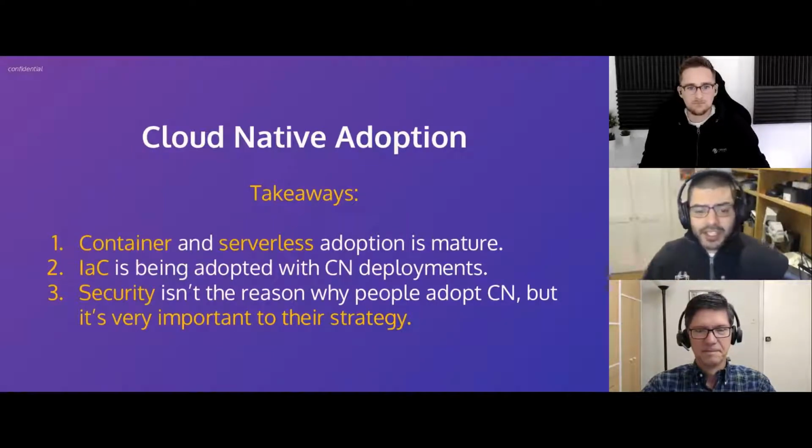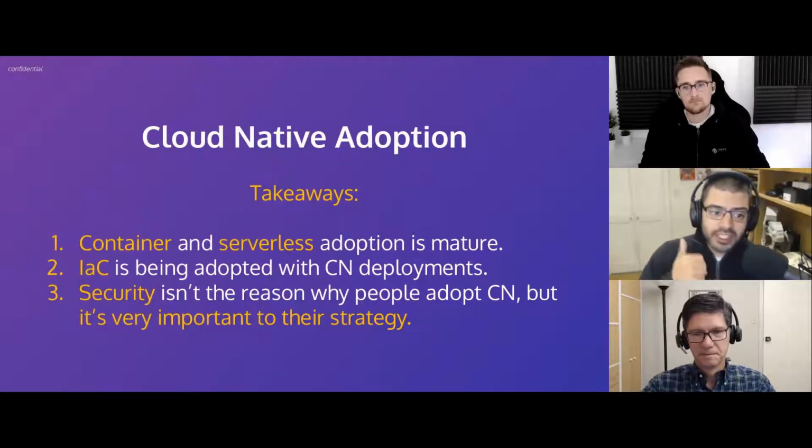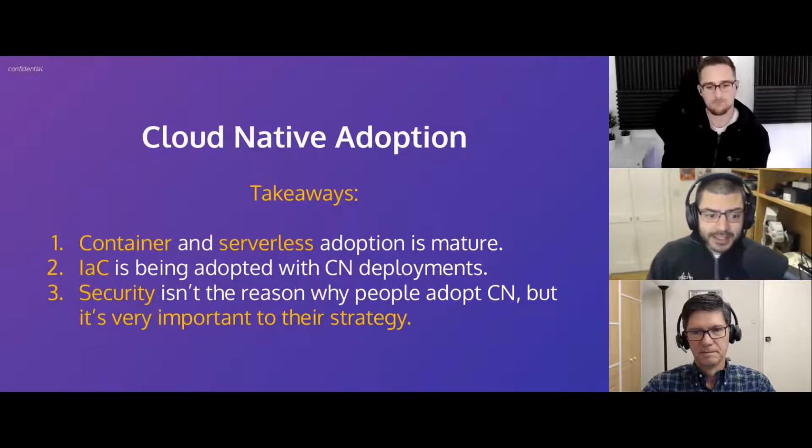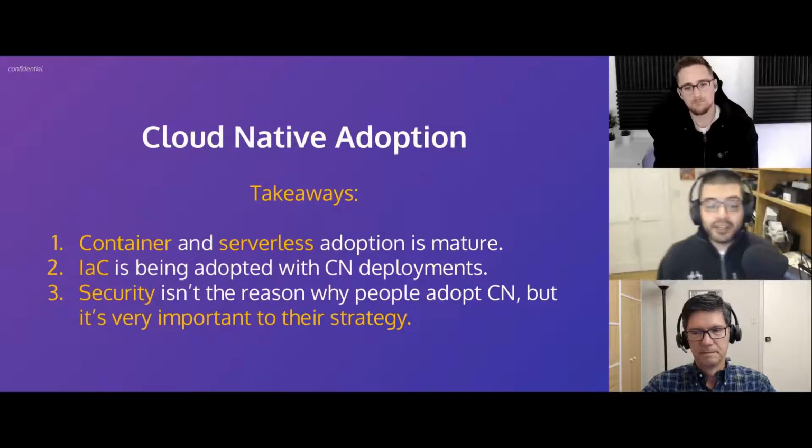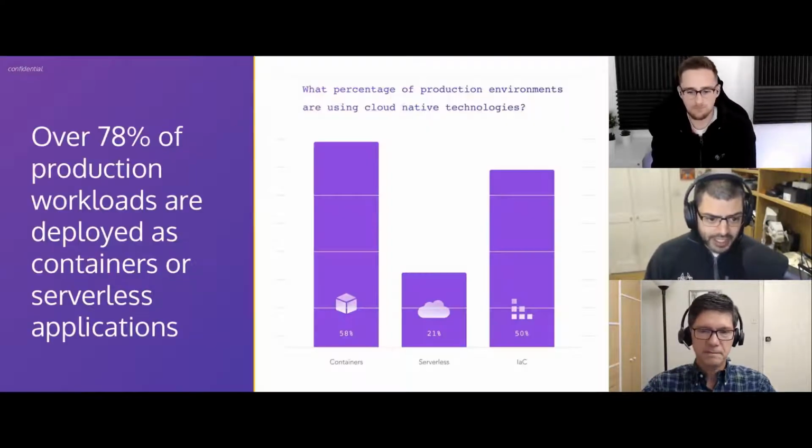Now, let's jump into 4 sections. This is going to be the first one around how well adopted cloud native technologies are. So the big takeaways here, we will see that container and serverless adoption is mature and across many different types and sizes of orgs. Infrastructure as code is being well adopted with cloud native deployments and well used among them. And then thirdly, security isn't the reason why people adopt cloud native technologies, but it's very important to their strategy. So we'll cover those 3 points in just a second, but let's jump directly into the data.